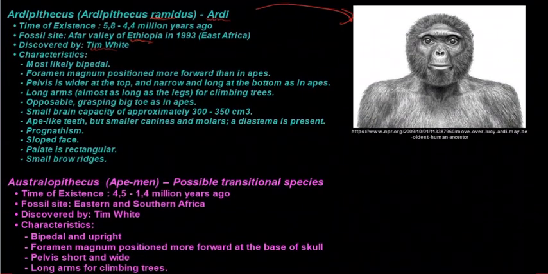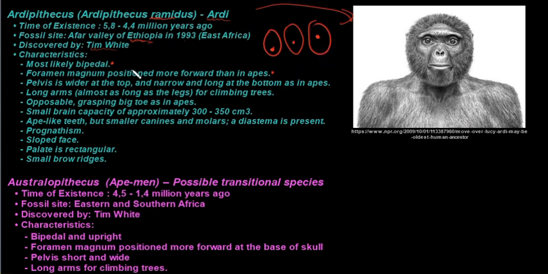So, getting back to Ardi, the characteristics here: most likely bipedal. That means that if they looked at the pelvis shape, the foramen magnum position, and the shape of the spine, they could basically tell if it was bipedal or not. So this one most likely was able to walk upright, but not in a fully erect position. The foramen magnum position was more forward than in apes. Like I said, with apes it will be quite to the back, so this one might have been a bit more to the front, and then with the Homo genus it will be more centrally located.